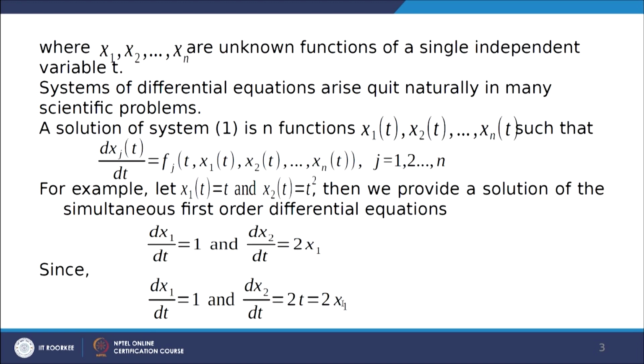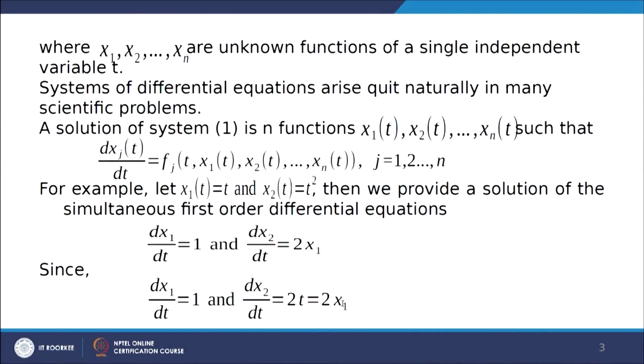Our aim will be to solve the system of differential equations. So, x1, x2, ..., xn are unknown functions of the single variable t. Systems of differential equations arise quite naturally in many scientific problems.